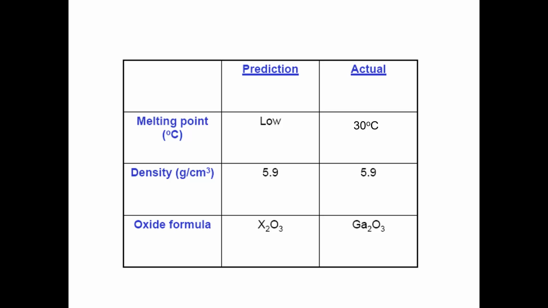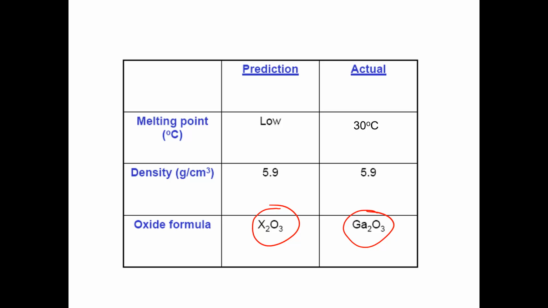Mendeleev predicted that the density of gallium should be 5.9 grams per cubic centimeter, and sure enough, that's exactly what folks found. And Mendeleev predicted that when gallium reacts with oxygen, it's going to react in a 2:3 ratio, so 2 galliums combining with 3 oxygens. And sure enough, when you react gallium with oxygen, that's the exact ratio that you observe. So Mendeleev was onto something.